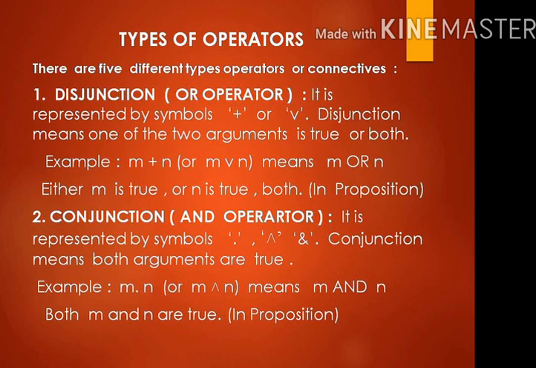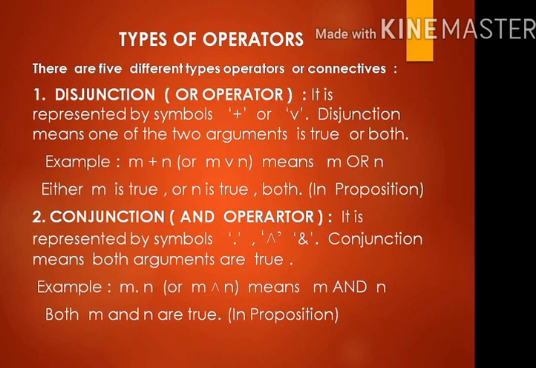Number 1, disjunction operator. It is represented by the symbols plus or operator. Disjunction means one of the two arguments is true or both. Example, M plus N or M disjunction operator N means M or N. Either M is true or N is true, or both, in the proposition.